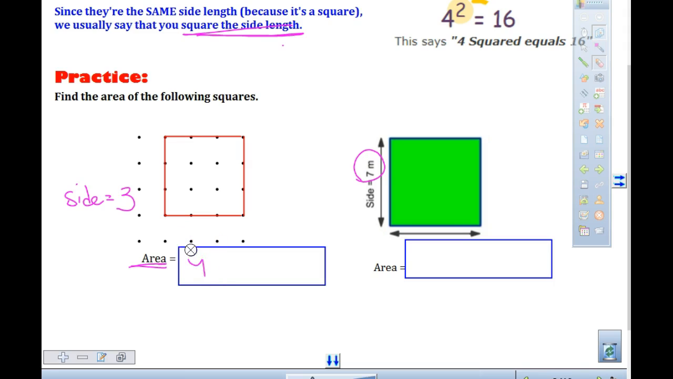We're going to put what? Area has to be equal to the side. And what are we doing with the side? Squaring it. So 3 squared, which equals 9. And we are going to put square units. So what is that next one? Area, we write down equals 7 meters squared.